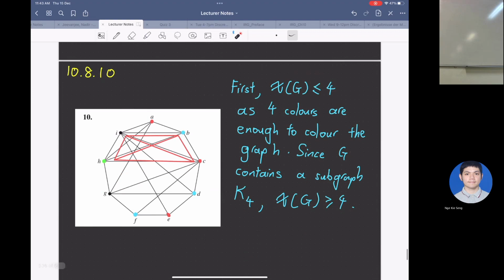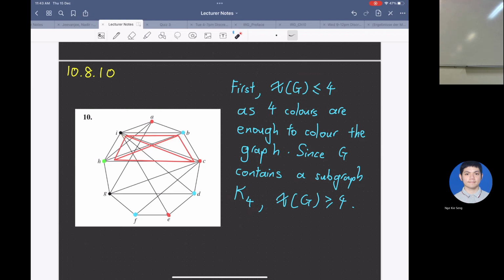Similarly for this one here. When you try to color it, you should need at least 4. So the chromatic number of the graph is less than or equal to 4, but you want to show that it is equal to 4. So you need to show that it is greater than or equal to 4. Why? Because it contains a complete graph K4. You need at least 4 because each of them is adjacent to each other.